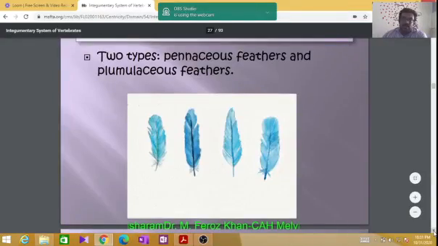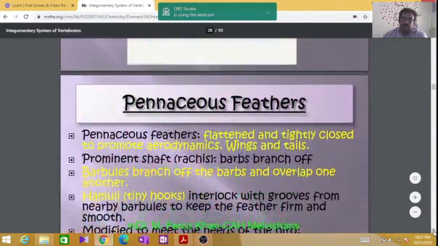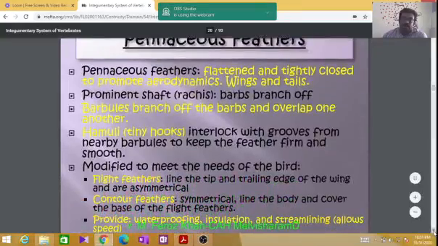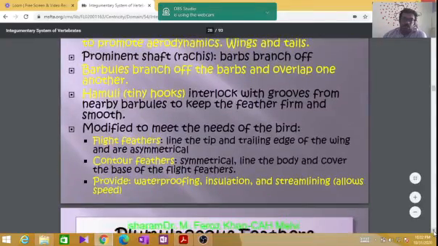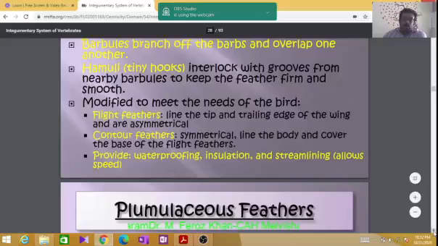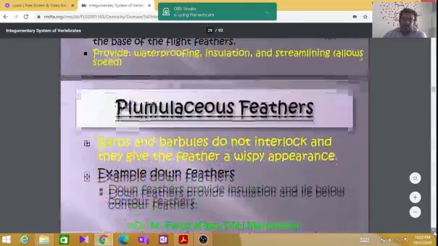There are two types of feathers: pennaceous feathers and plumulaceous feathers. Pennaceous feathers are flat, tightly closed aerodynamic feathers present in wings and tails. They have a shaft, the rachis, and branched barbs. Barbules branch off and the barbs overlap one another. Hamuli, tiny hook-like structures, are seen. They are modified as flight feathers and contour feathers, which help in waterproofing, insulation, and streamlining.